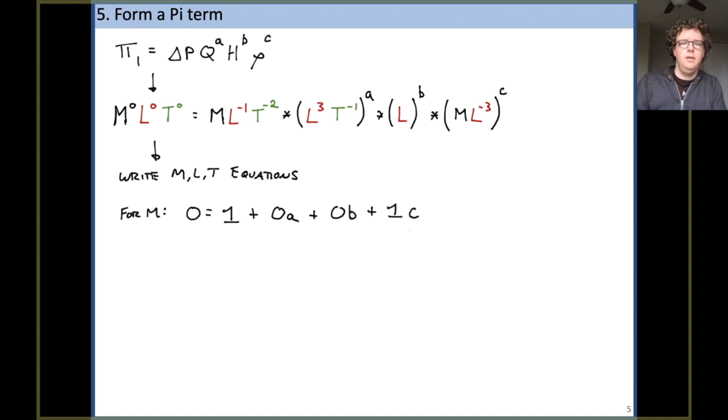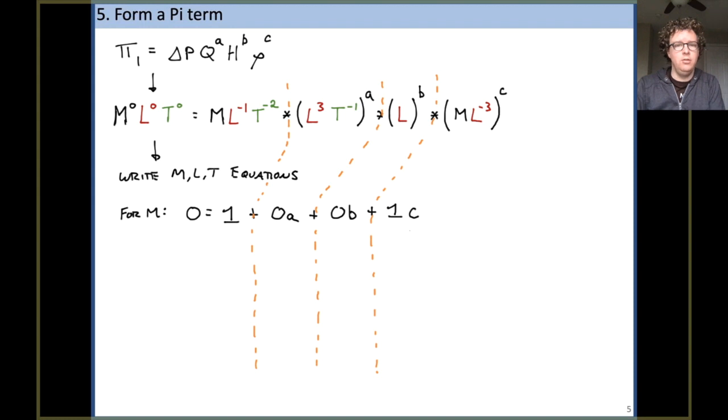So our next step then is going to be to write out separate equations for mass, length, and time. And so for mass, you can see that I'm going ahead and grabbing the units associated with mass from each of those equations. And I've added these hashed orange lines just to help you see which terms are contributing here.